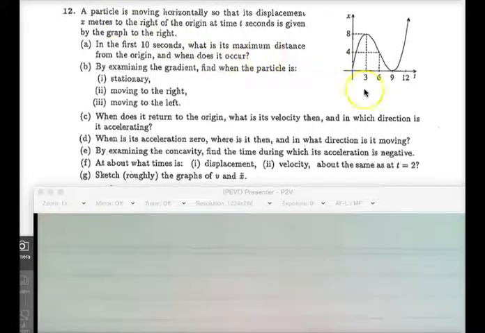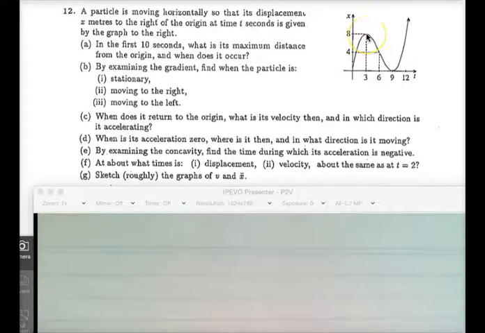Now in question 12, it says a particle is moving horizontally so that its displacement x meters to the right of the origin at time t seconds is given by this graph here. It says in the first 10 seconds, what is the maximum distance from the origin and when does it occur? Well, at this point here, time 0, you're at the origin. At this time here, which is about 1 second, we're 4 meters to the right of the origin.